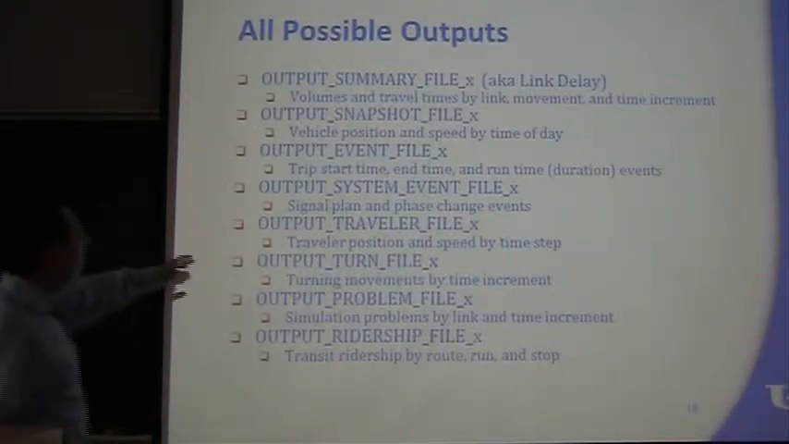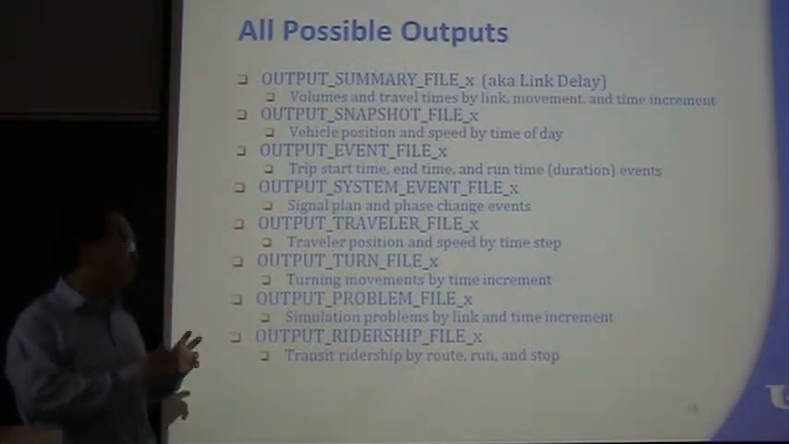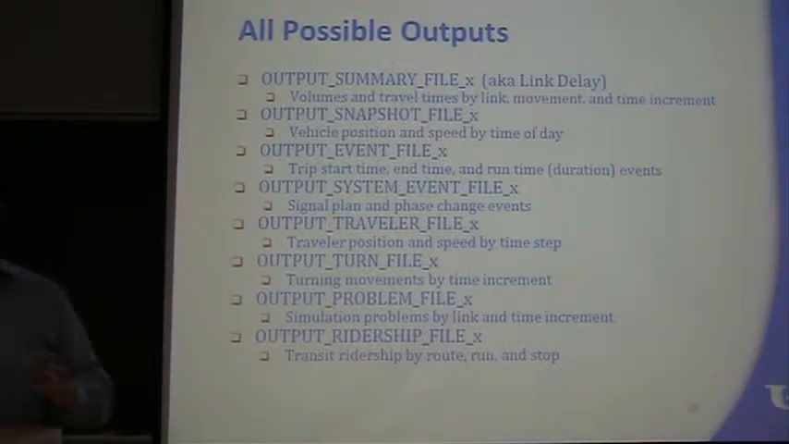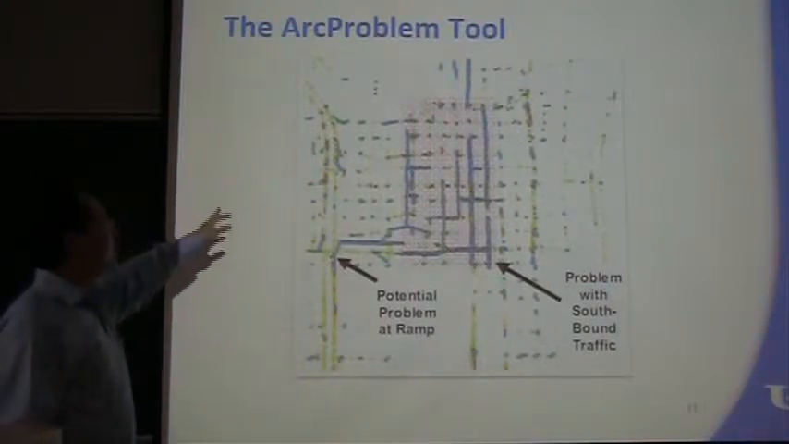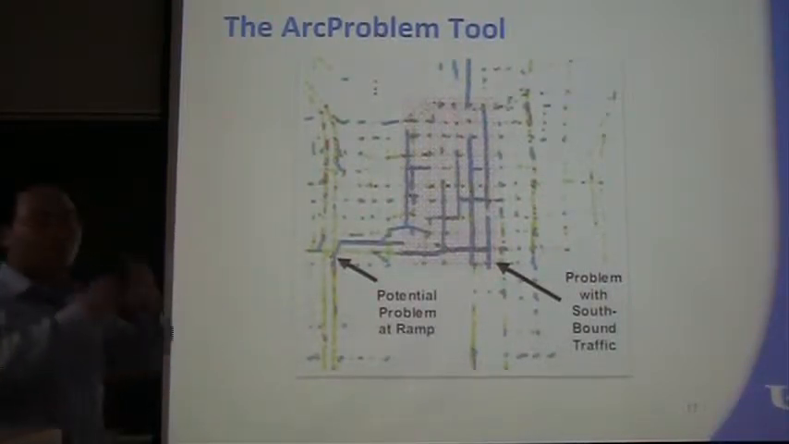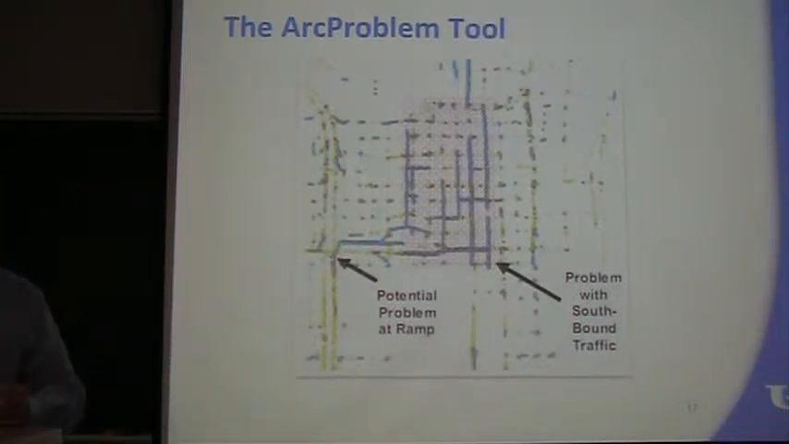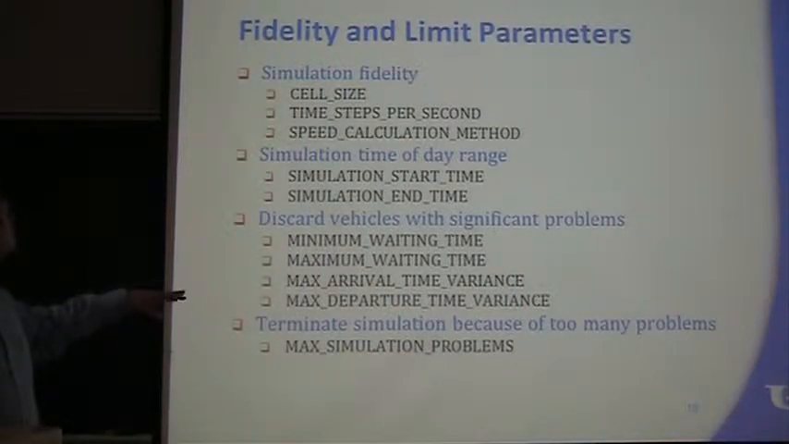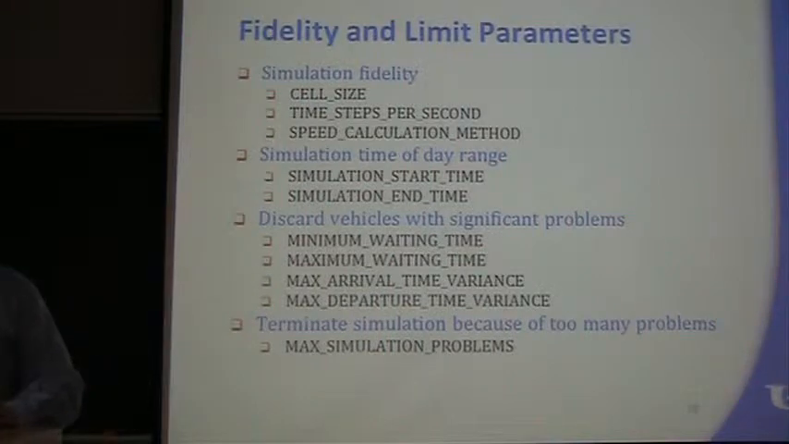For example, here is an output called a problem file. So if micro simulator finds any problem, it will output this problem to an output file. And this output file can be visualized using this ArcProblem tool. So you can see where in the network is having the biggest number of problems. And here are some parameters of fidelity and limit. So you can refer to the user manual when you go back home.